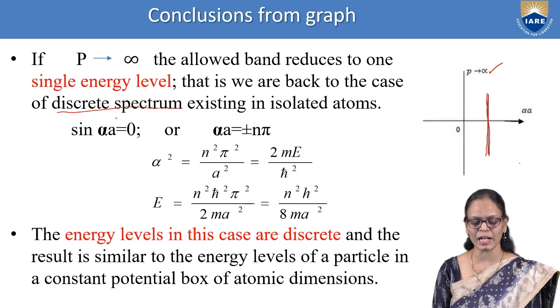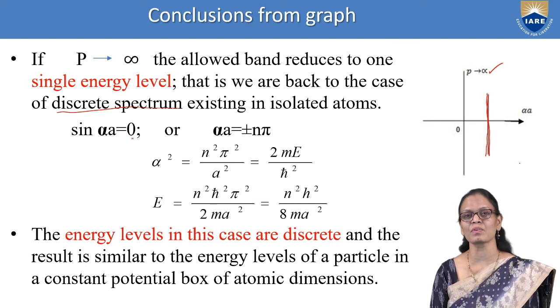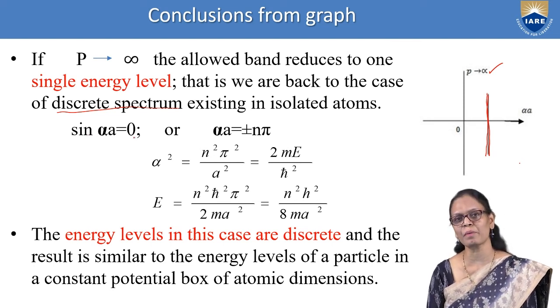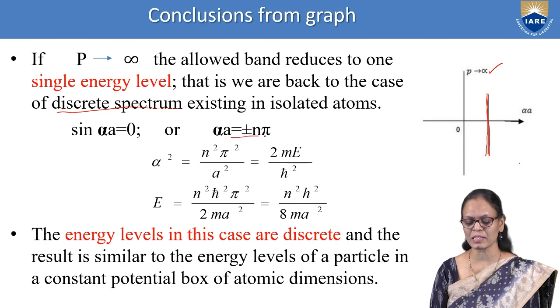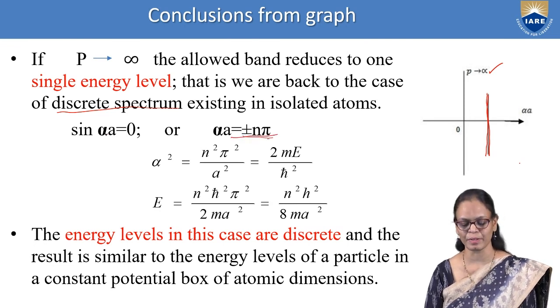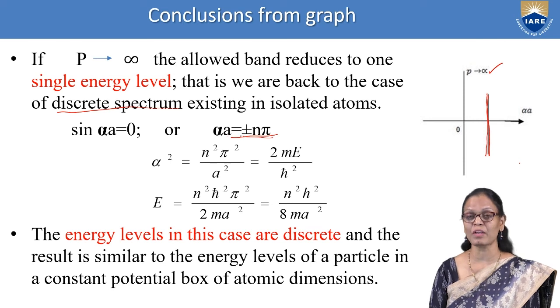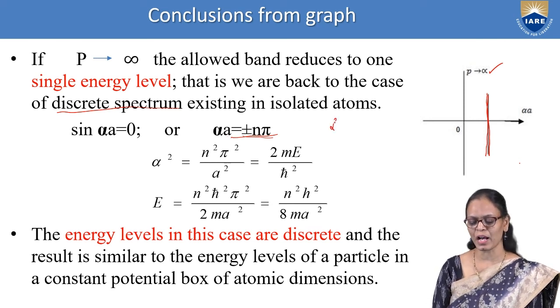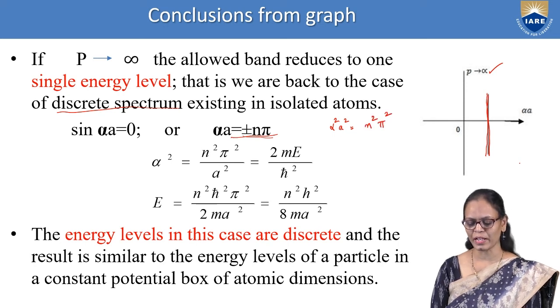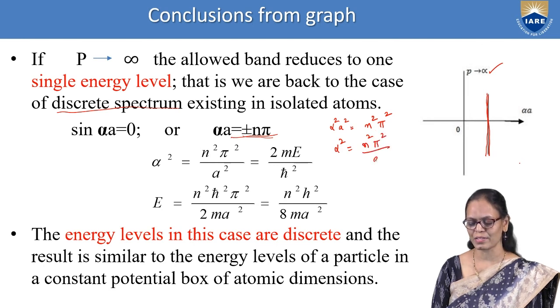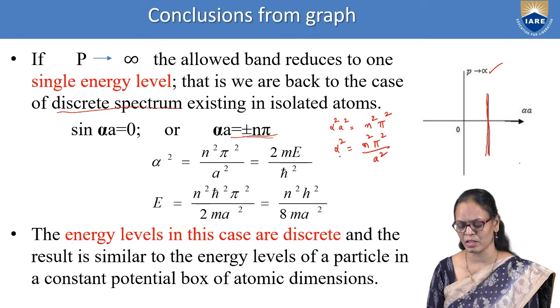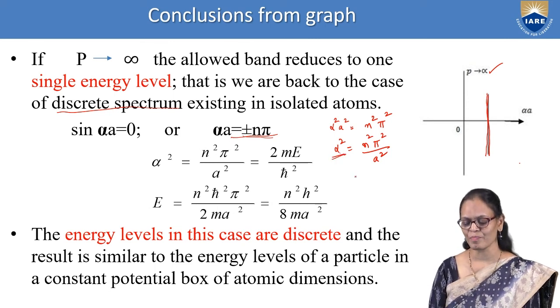So if you are putting this condition of P equal to infinity, we will have sin alpha A should have the value 0. So when will sin alpha A be 0? Only when alpha A is taking the values of ± n pi. So let us put the condition, if alpha A is equal to n pi, squaring it, alpha square A square will be equal to n square pi square. So I can write the value of alpha square as n square pi square upon A square. And what is the constant we have mentioned for alpha square? Alpha square is equal to 2mE by h cross square.